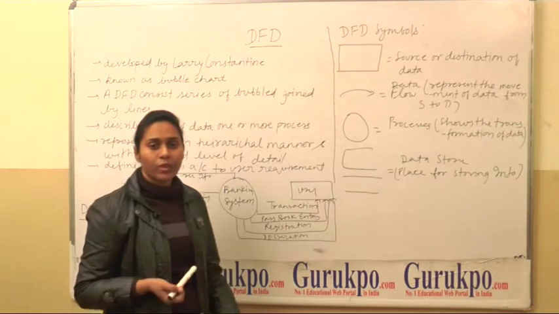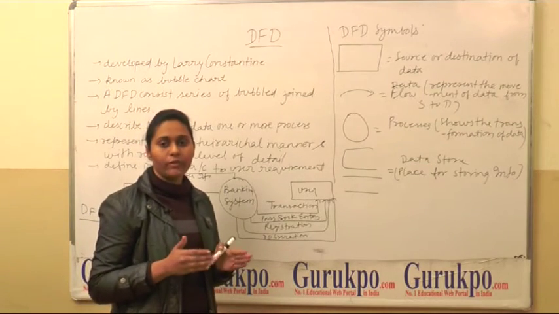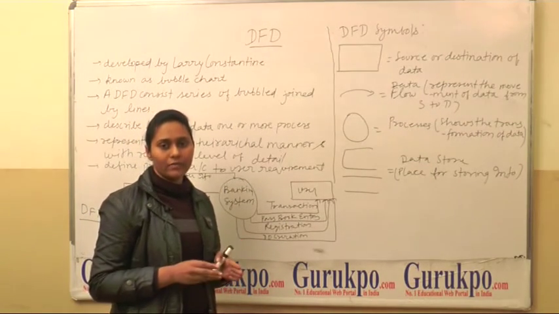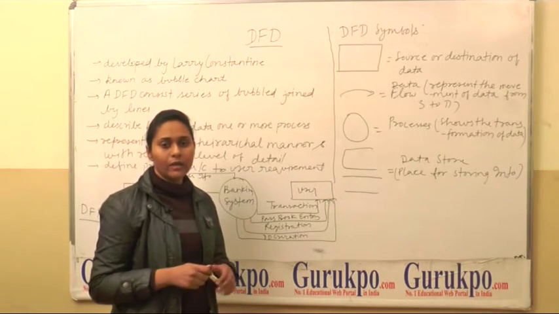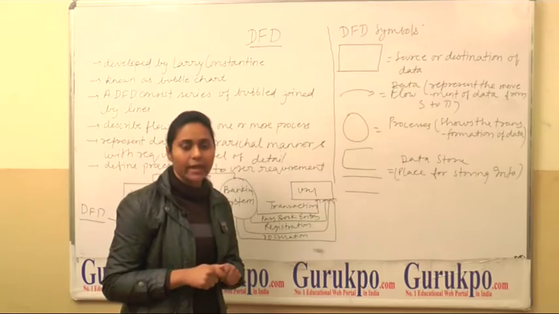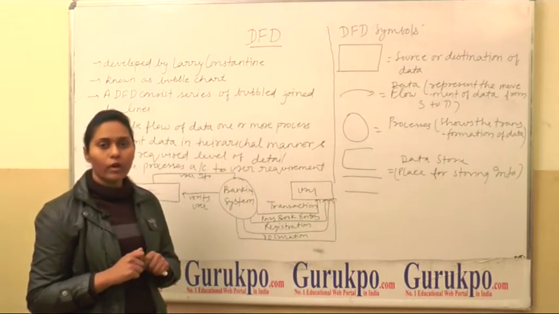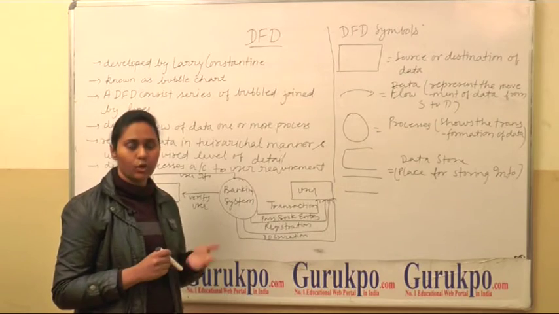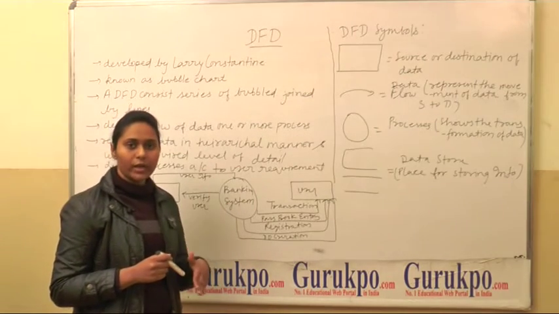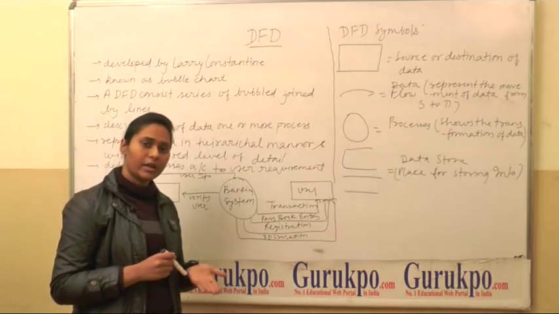In DFD, we have to define the levels of DFD. We have 4 levels of DFD: level 0, level 1, level 2 and level 3. Level 0 is known as the context diagram. It shows the overall view of data, and level 1 DFD elaborates the level 0 DFD, and level 2 DFD elaborates the level 1 DFD.